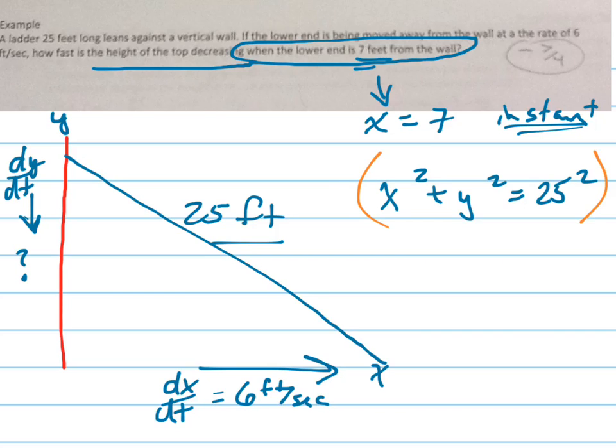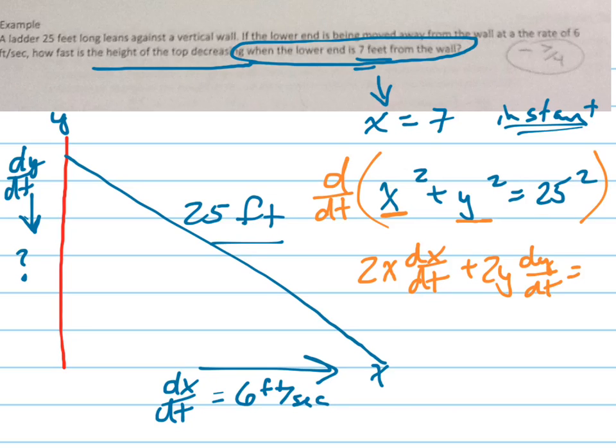We're going to take this and we're going to find d/dt. How do x and y change with respect to time? That's why it's called related rates. We're going to do the chain rule: 2x times dx/dt plus 2y times dy/dt. And what's the derivative of any constant? 0. So there's our equation.